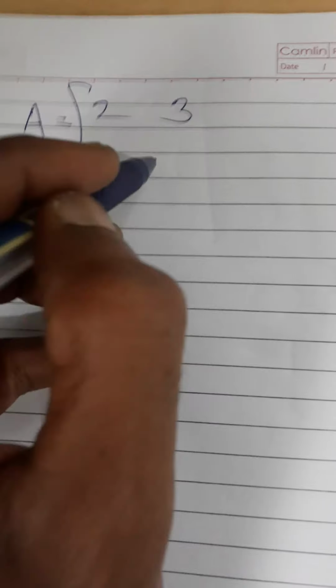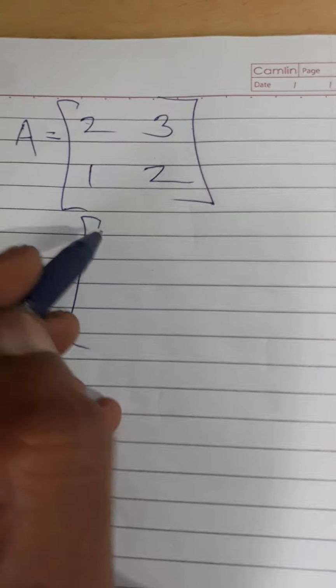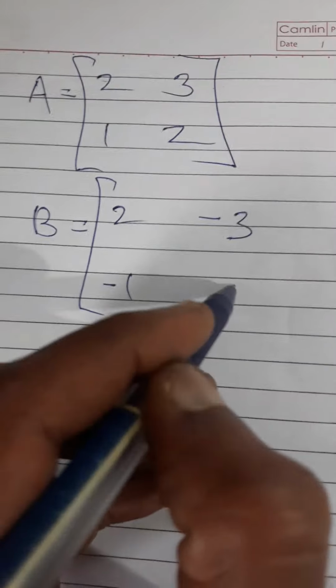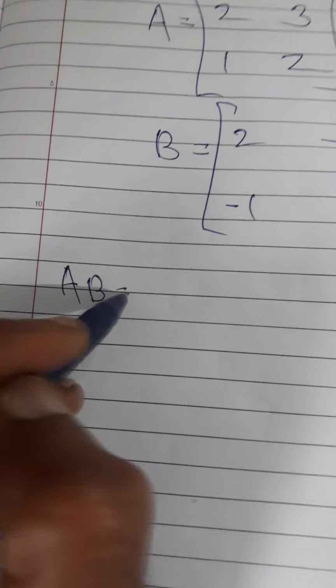Now for example, I will take one matrix A. A is equal to [2, 3; 1, 2], and I will consider another matrix, that is [2, -3; -1, 2]. Now I will find A into B here.